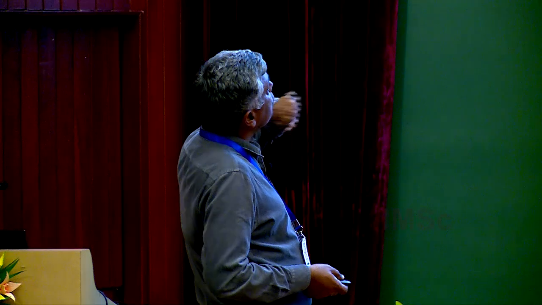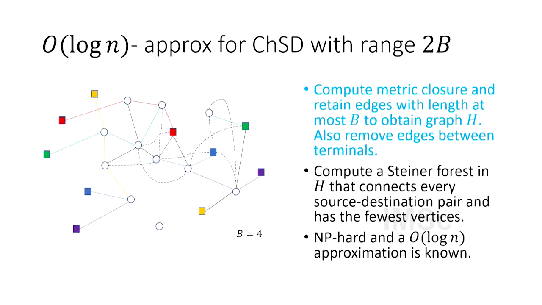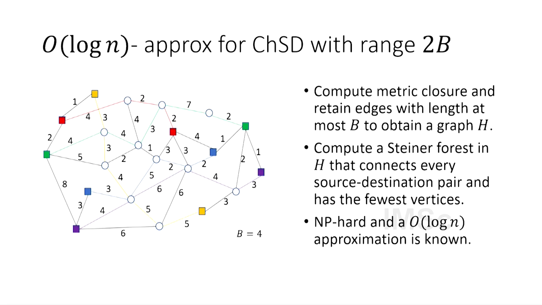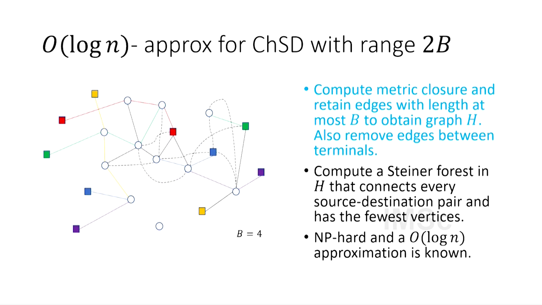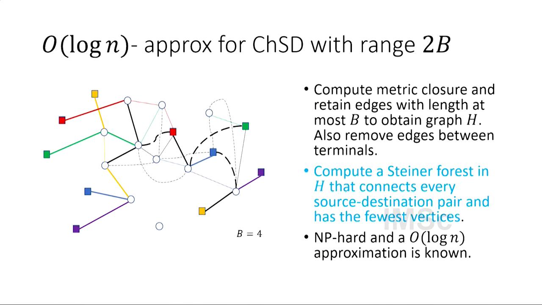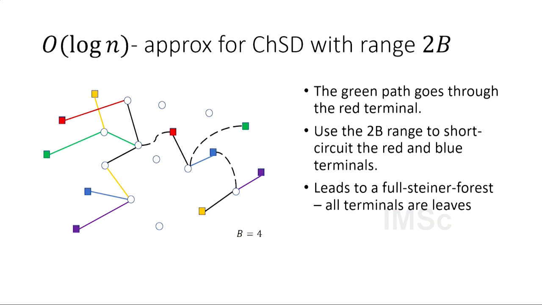So I do that. I have chosen b as 4, and I took that earlier graph that I showed you. I took the metric closure, and I was left with these edges. The dotted edges are those that I added because of the metric closure. Now I'm going to compute a node-weighted Steiner forest in this graph, a Steiner forest which has the smallest number of vertices. So let's say these are the dark edges that I get. I'm going to now throw away all the other edges so that you can see very clearly what we have. And now you see what the problem is.